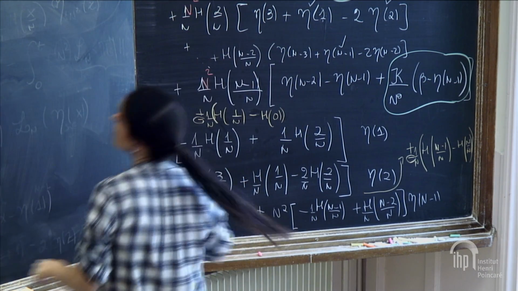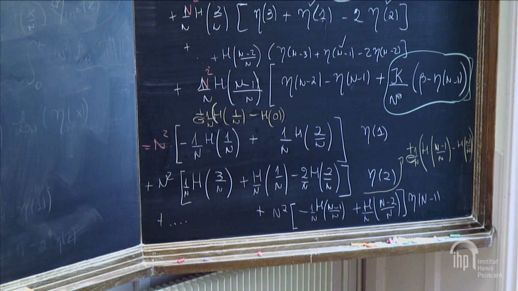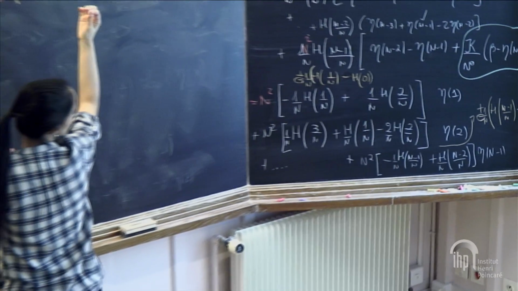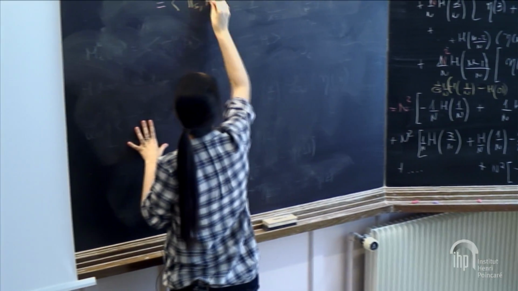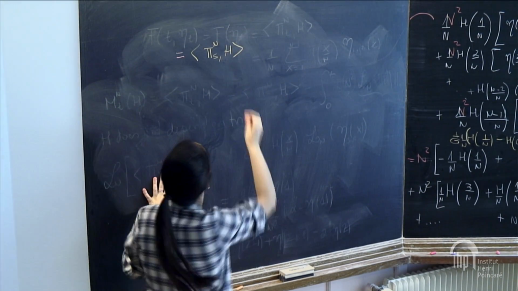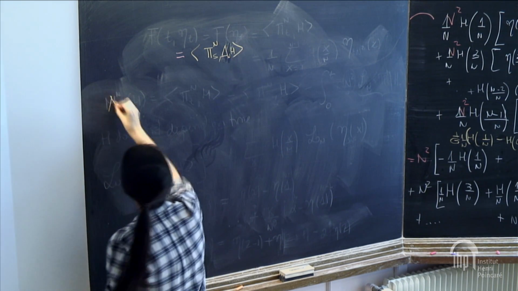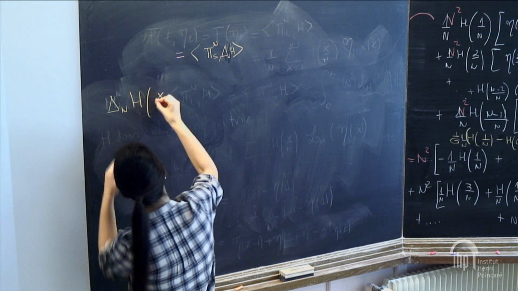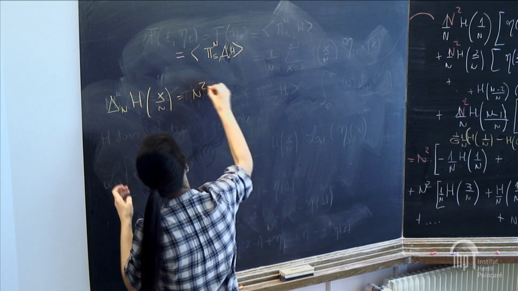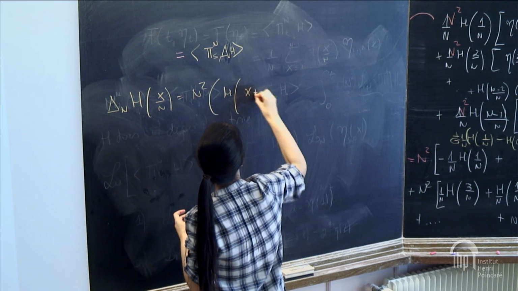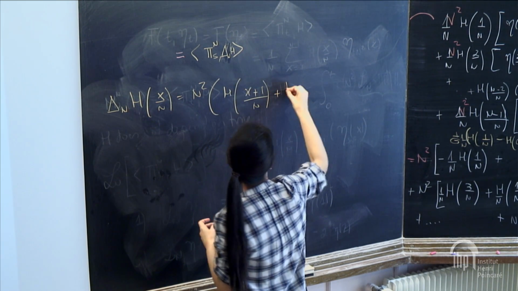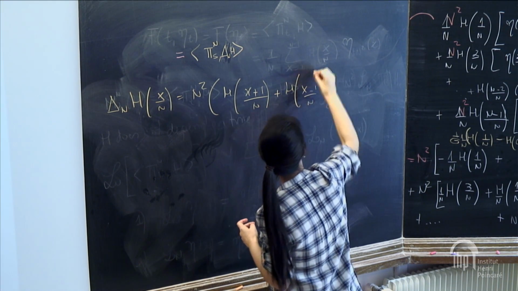Okay? So now this means that I have pi n, there is no time, but there should be a time, h. Oh, sorry, the discrete Laplacian of h. So the discrete Laplacian of h at x over n is just n squared times h at x plus 1 over n, plus h at x minus 1 over n, minus 2 h at x over n.